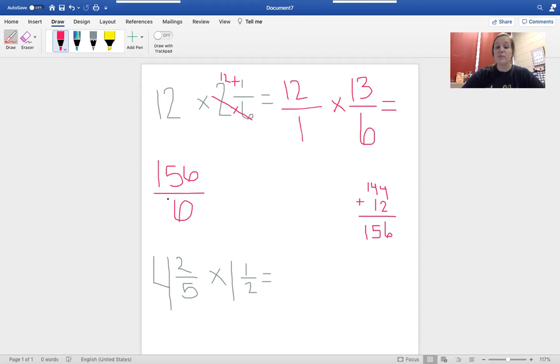Uh-oh, our numerator is bigger than our denominator, so we have to turn this back into a mixed number. So you ask yourself, how many times does 6 go into 156? If you're unsure, which I know I couldn't do that off the top of my head, you're actually just going to write it out like a regular division problem. 156 divided by 6. So I know that 6 doesn't go into 1, so I'm going to move to 15.